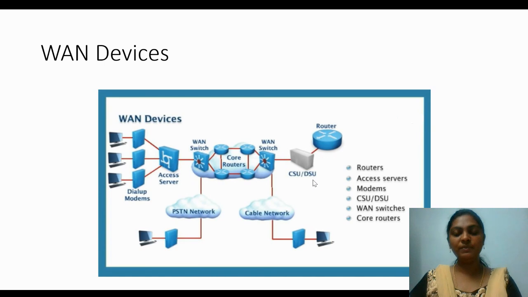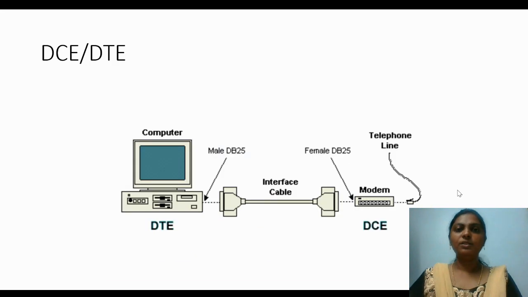So thus we have learned the major devices which are used in the WAN space. First, we have learned about the dial-up modems, access server, WAN switch, core router, CSU DSU unit, and the router. Next, two important terminologies we'll be using in the network are the DCE and the DTE, the DTE or the DCE environments or the interfaces.